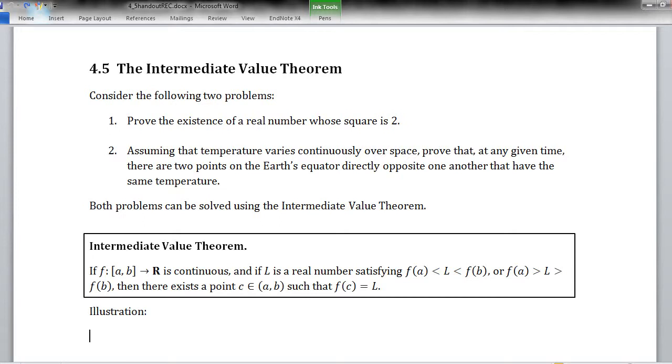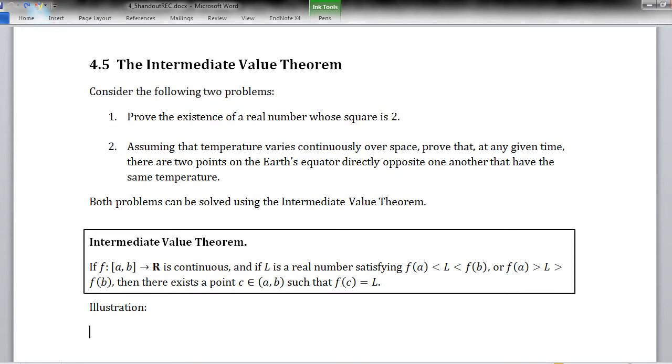You believe that second one? It's a little bit surprising, I think. Well, despite the fact that these two questions sound kind of different, they can both be solved using the intermediate value theorem, which you probably heard for the first time in your Calc 1 class.